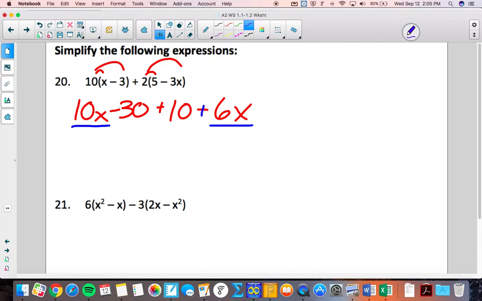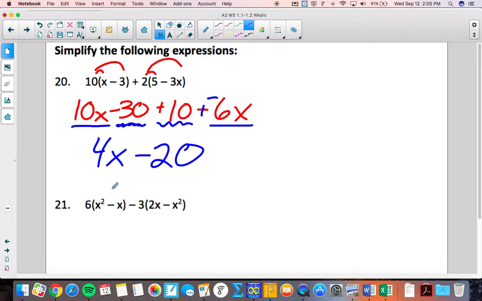If it helps to add the opposite, so you know that that minus sign that was red actually refers to the 6 and makes it a negative, do that. Either way, 10x minus 6x or 10x plus negative 6x is 4x. Then we get negative 30 plus 10, that's negative 20.